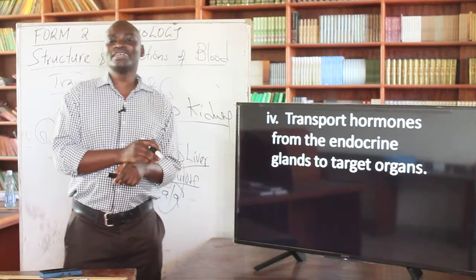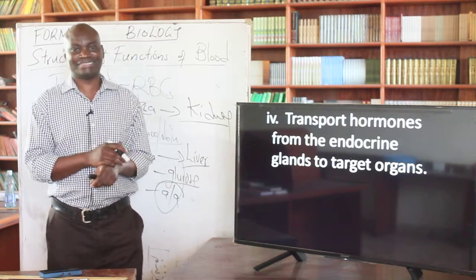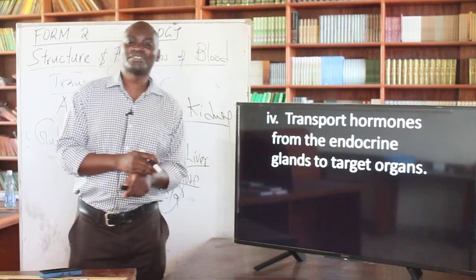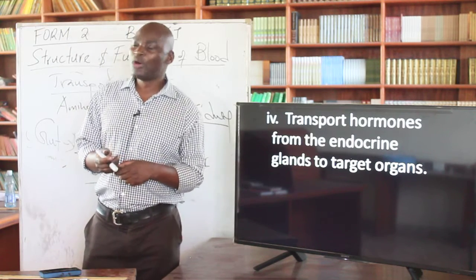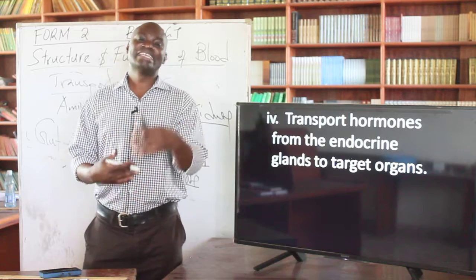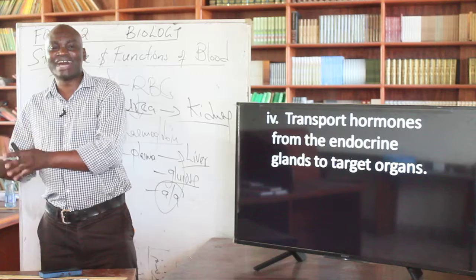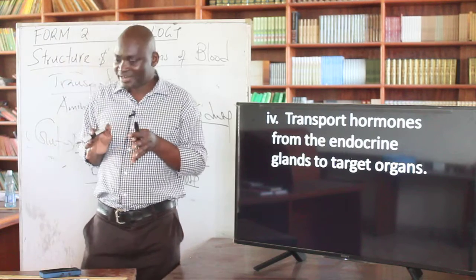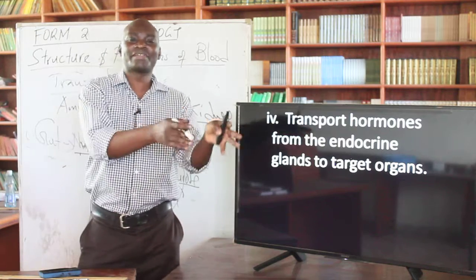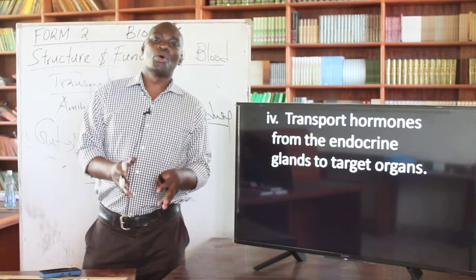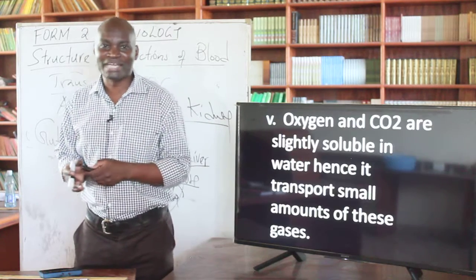Now, the fourth role is the transportation of hormones from the endocrine glands to the target organs. So we have hormones, and those hormones normally bring changes in the body. They are secreted by the ductless glands within the body. They are released into the blood, and then the blood carries them to where they are required. So those are transported through the blood plasma.